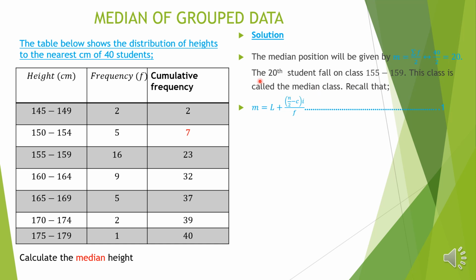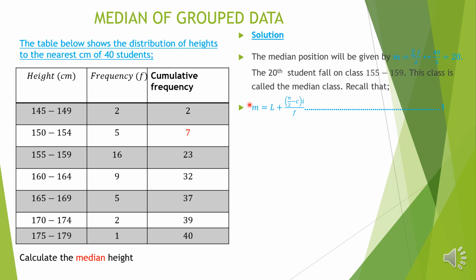Therefore, realize that the 20th student falls on the class 155 to 159. That is, the 20th student is the student at the mid, the middle student. And therefore, this student falls on the class 155 to 159. This class, we refer to as the median class. So where the median student falls, that class is referred to as the median class.